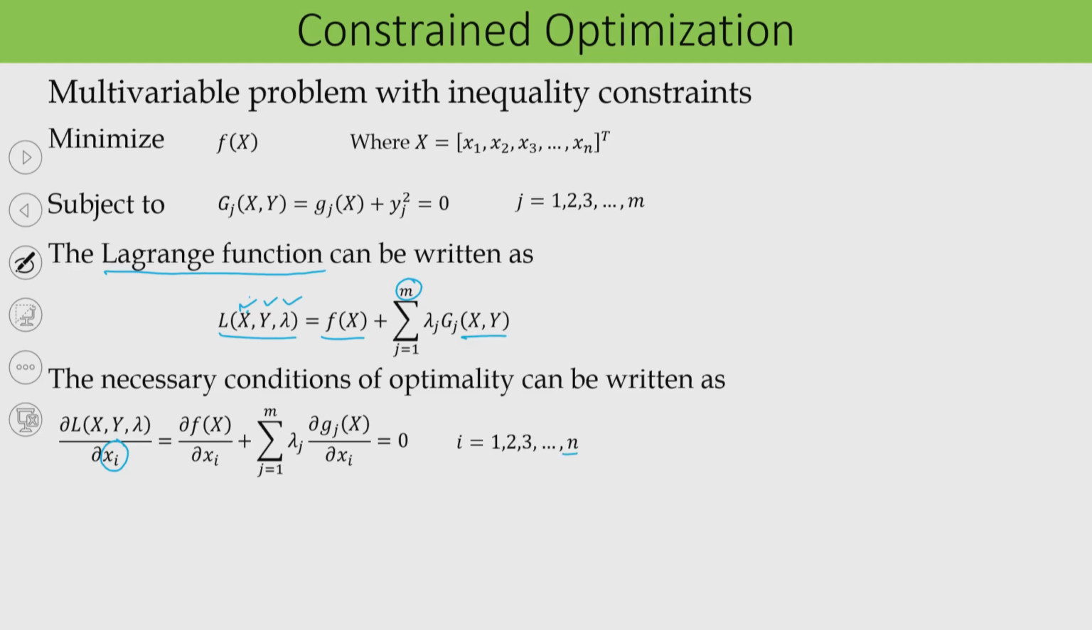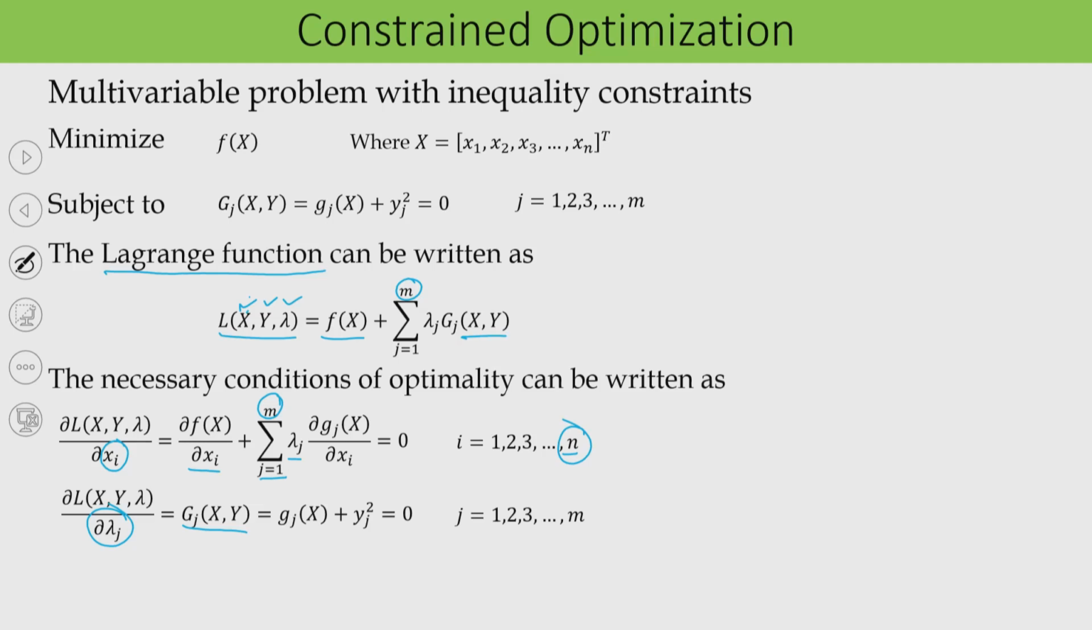So, what is this? del L by del x_i is equal to del f by del x_i plus the summation of j equal to 1 to m of lambda_j del g by del x_i, which is equal to 0. So, we are getting a total of n equations here. Now, next is the derivative with respect to lambda_j. If you take the derivative with respect to lambda_j, I get Z_j(x, y), which is equal to small g_j(x) plus y_j square equal to 0.